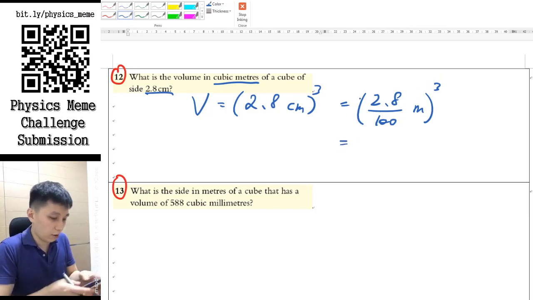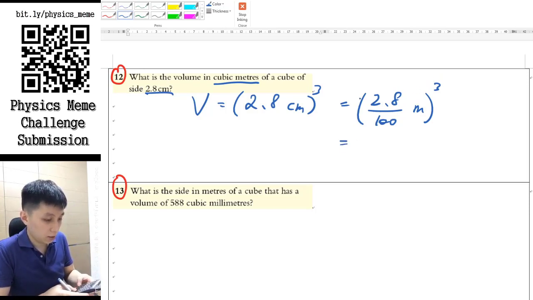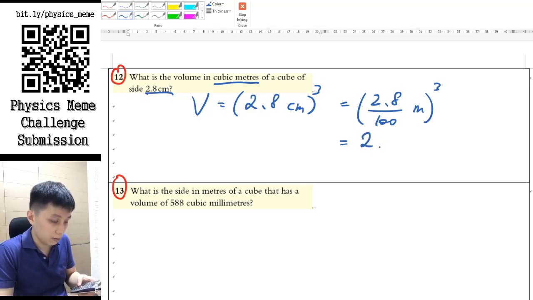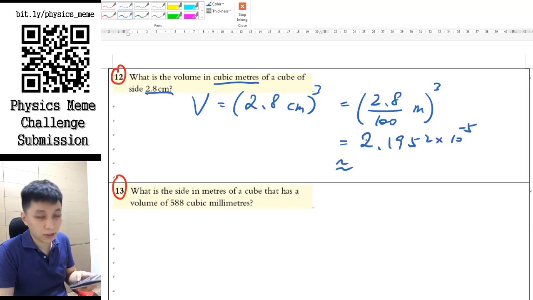And so the last thing you have to do is just use the calculator, and you would have a number as in 2.1952 times 10 to the power of -5. And then once again we have to consider sig fig, so 2 sig fig, then that will be 2.2 only, in meter cube.